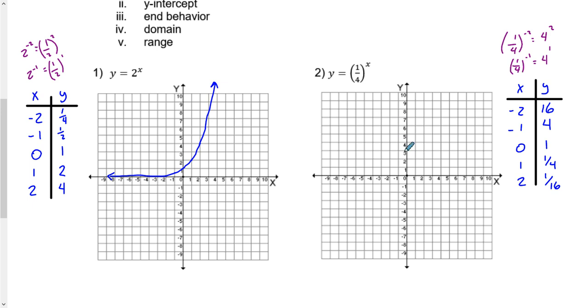So same work. Now, of course, 16 would be way up here. We could put the point, but that would be a rough approximation. I know that it would actually probably be a little bit higher. But we can sketch our other points. -1, 4, 0, 1, 1, 1/4, and 2, 1/16. Obviously, we can tell that this first graph would be an increasing exponential because our base is 2. In this one, our base is 1/4, which means we know that it would be a decreasing exponential.